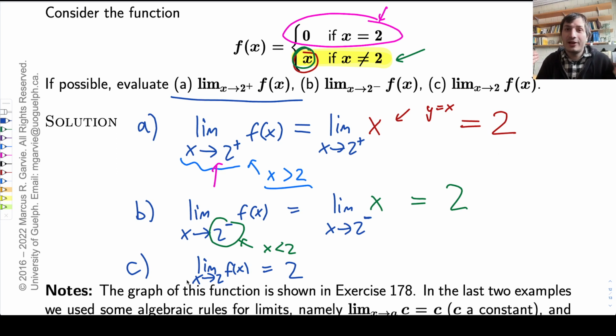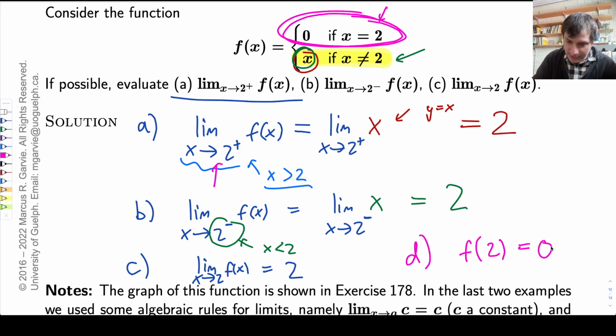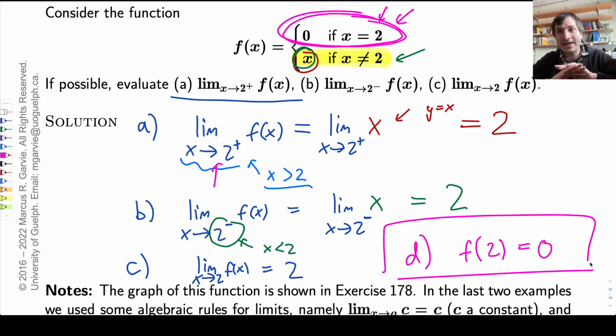It's 2. What is the whole point of this? This shows you that this whole shebang, 0 at x equals 2, it never mattered. That never came up. What happens exactly at x equals 2 did not matter for any of these limits. So if you did option D and you said what is f of 2, the answer is 0 because you're on this branch of the function. And this f of 2 equals 0 has no effect at all on any of these limits. So the limit is 2, even though the function is not equal to 2. The value of the function has nothing to do with the limit.